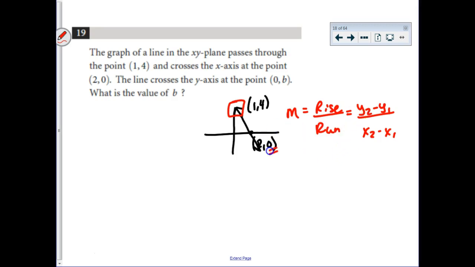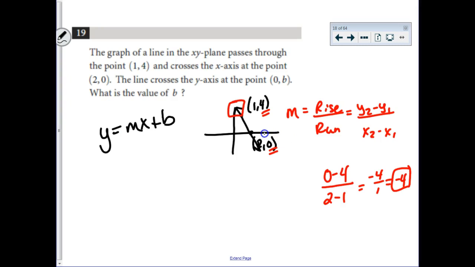So it doesn't matter which is y2 and y1, just keep it in the same order. So I'm going to go 0 minus 4 over 2 minus 1. I can tell from that line it's a negative slope, so keep that in mind. This gives me a slope of negative 4 over 1, which is negative 4. Now, you have a choice.